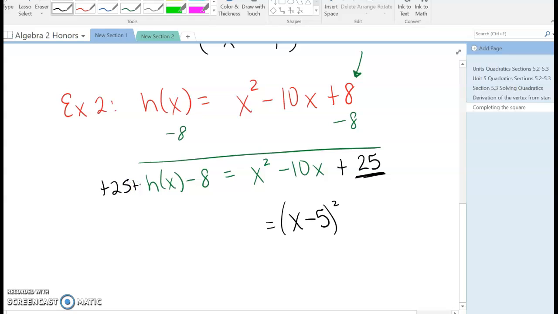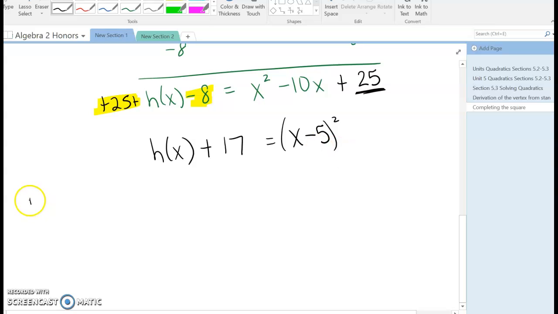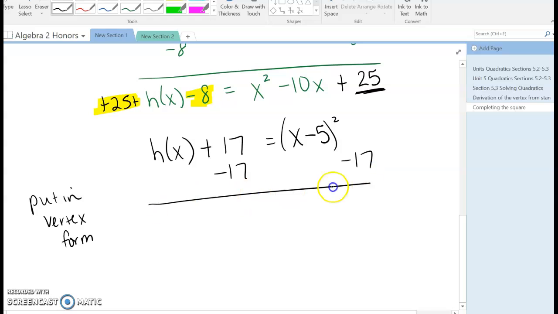And that looks a little funny, but really I'm just combining these like terms. So the 25 and the negative 8 should get combined on the left-hand side. So on the left-hand side, I now have h(x) plus what, 17 equals the quantity (x − 5)². And then last but not least, if I asked you to put this in vertex form, I would move that minus 17 back over. Okay? So h(x) is equal to (x − 5)² − 17.